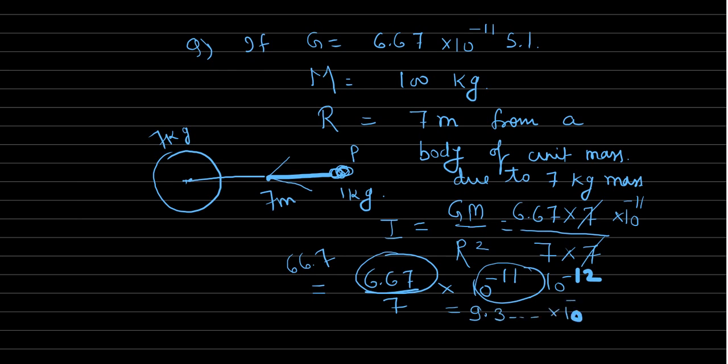So this answer will be 9 point something into 10 to the power minus 12, and already we have studied that the unit will be meter per second square.